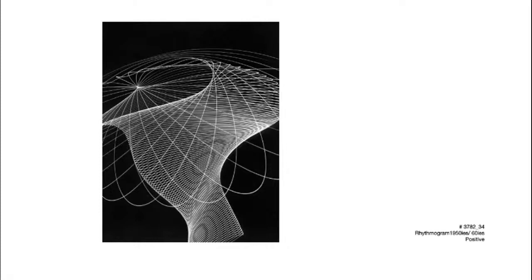So this is one of the early rhythmograms, probably in like 53, 54. This is positive. So the point of light makes a dark line on the photoplate. And if you enlarge it, you get white lines again. Looks a little bit like computer graphics. As I said, it's a mechanical analog computer.